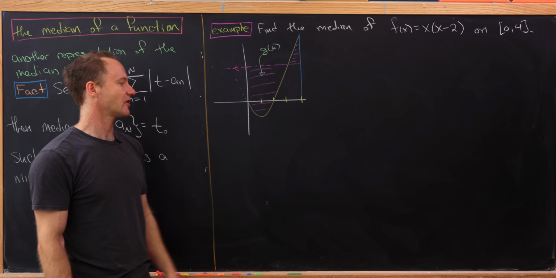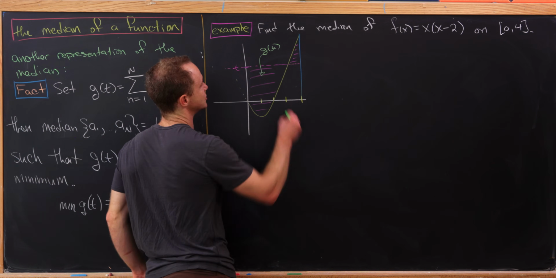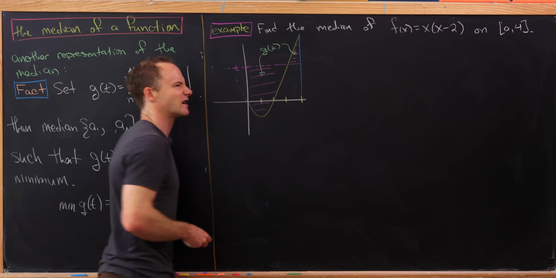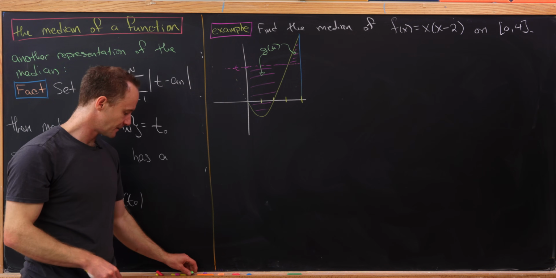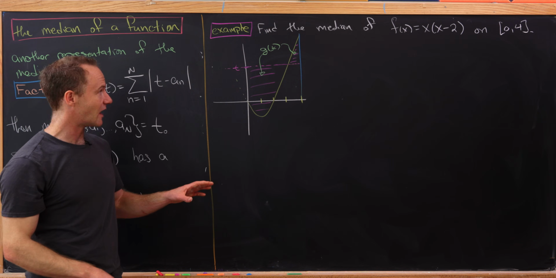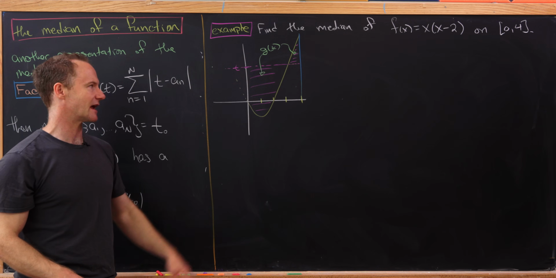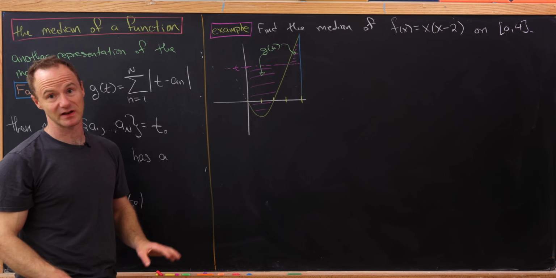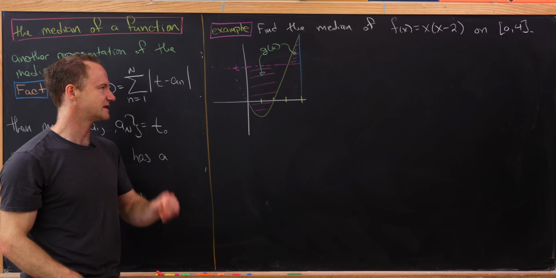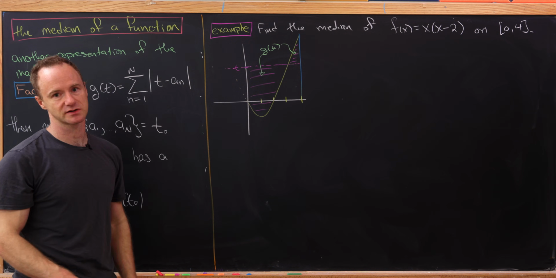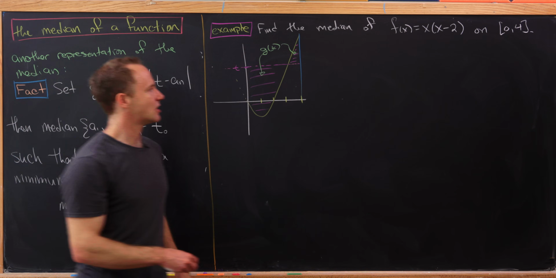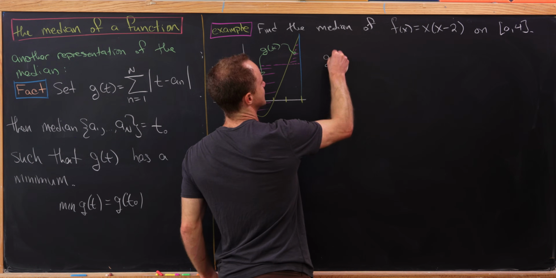And recall that that area is our function g of t, which we'll write down an equation for in just a second. And the median value will be the t value that minimizes that area. So I think that what we have right now definitely doesn't minimize that area, but at least it gives us an idea of what the picture looks like. Okay, so let's write down an equation for g.